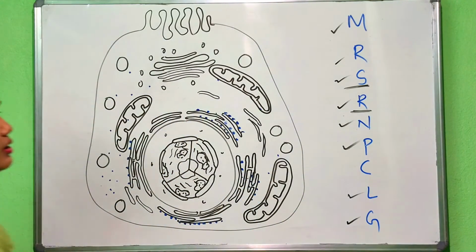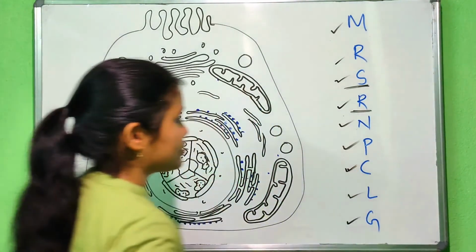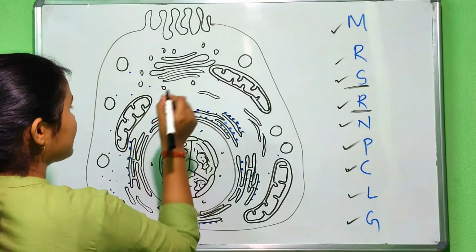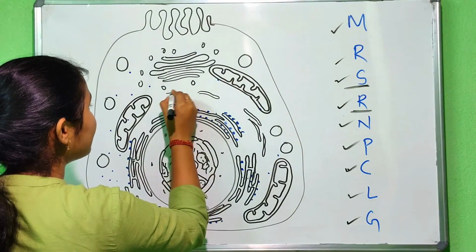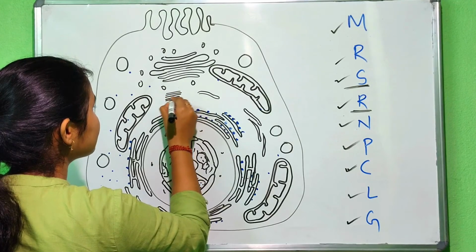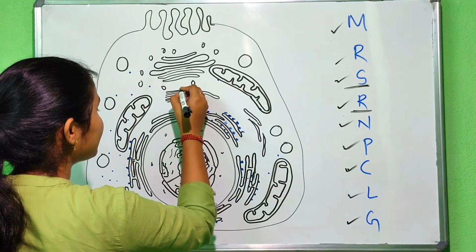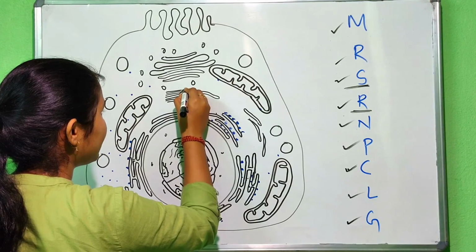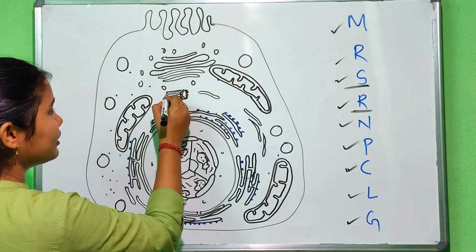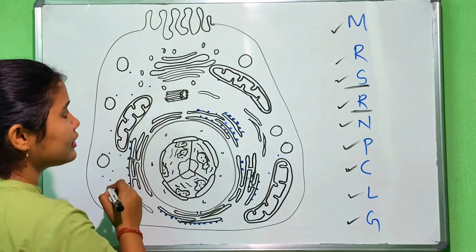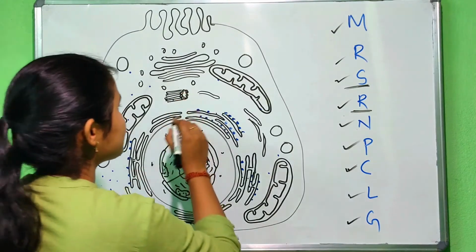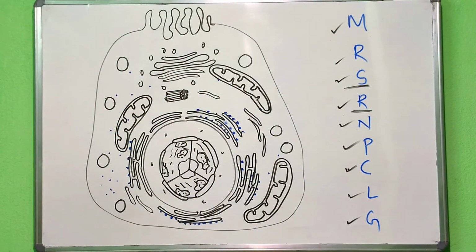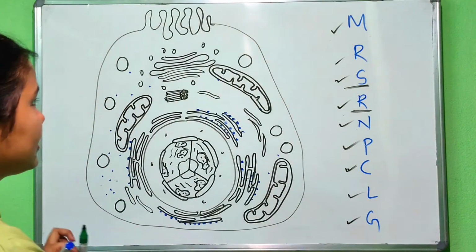Now the last one is the centriole. So let's draw the centriole. The centrioles are bundle-like structures. Stick bundle, remember in your school you drew it like this, right? So this is the centriole. Okay, so we have completed all the structures.